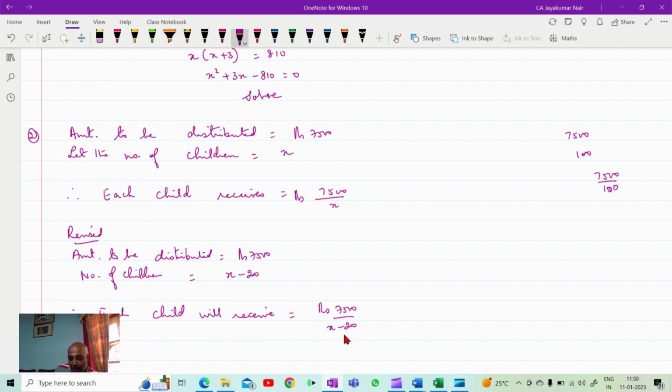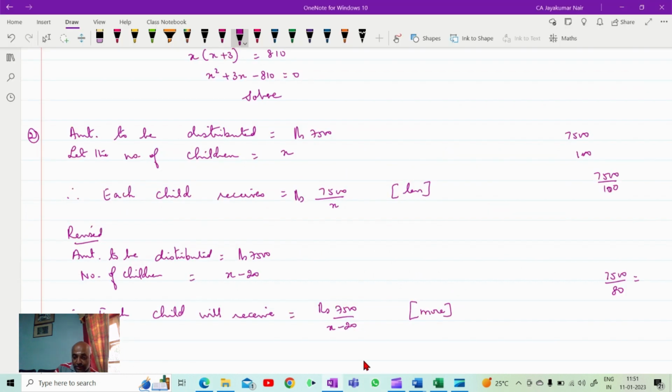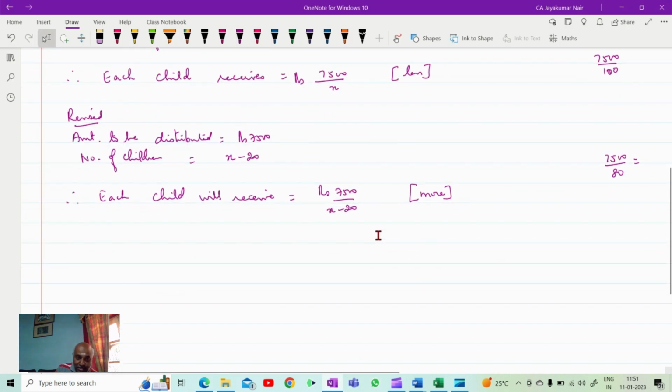Remember, because there are less children, here each child will receive more money. Did you understand? It is like here there are 100 children. Now say 7,500 over 80 because 20 children less. So in this case, the amount that each child receives will be more. So remember, this is more and this is less. And the difference between the two. So they are saying that each child receives 100 more because there are less children. Therefore, greater number minus the smaller number.